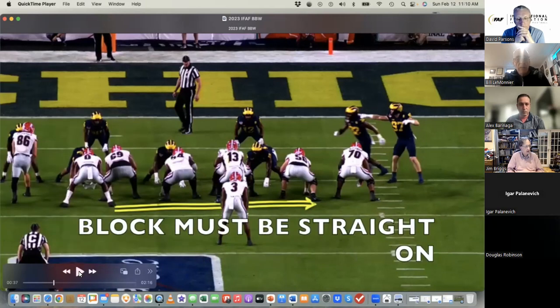Now, if he goes in motion again, that'll be a foul if he blocks low anywhere. If he waits till the snap and then cuts across to the right, he can block low in the tackle box, but that block has to be straight on, 10 o'clock to 2 o'clock. But again, with motion at the snap, he's totally restricted.